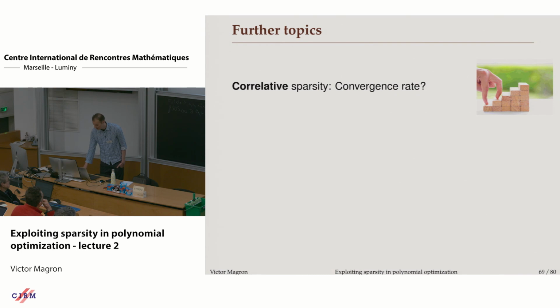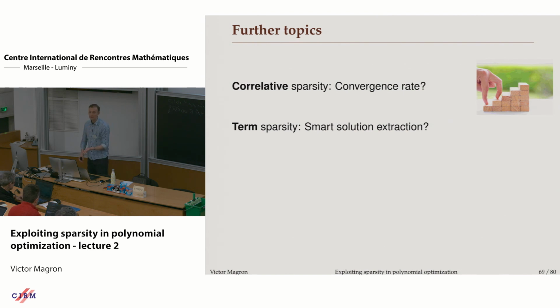So some further topics. We are finishing a study about the convergence rates. We basically stole all the ideas from Lorenzo, Bernard, Lucas, Slot, and others. So we adapted all these ideas to the sparse case. We don't know how to extract the minimizers with term sparsity, so we have started to discuss that in particular with Bernard.